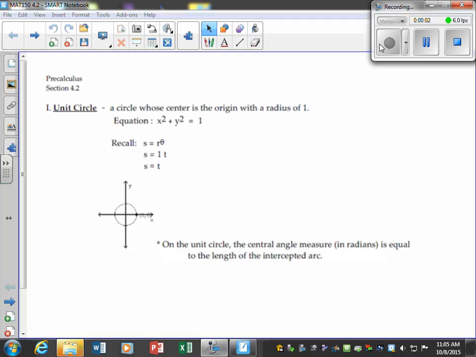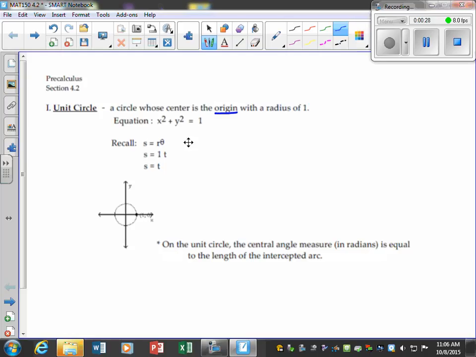Okay, in this section we pick up with our unit circle. It's a circle whose center is the origin and the radius is 1. The equation of the circle I provided there is going to be x squared plus y squared equals 1. Remember, this is with the center as the origin. And recall we just finished with this one in the last video.